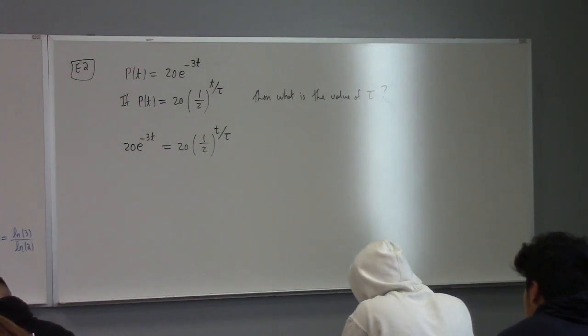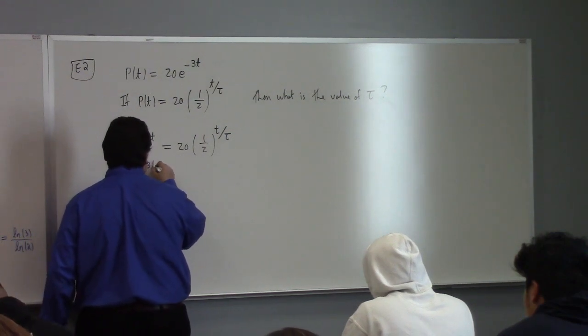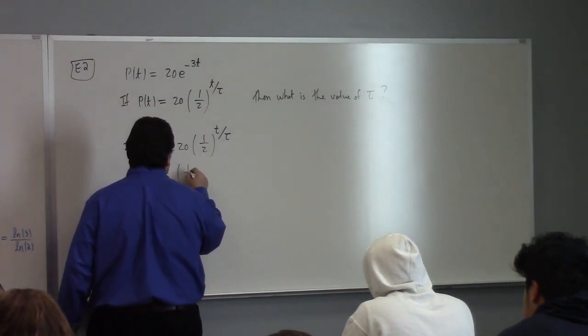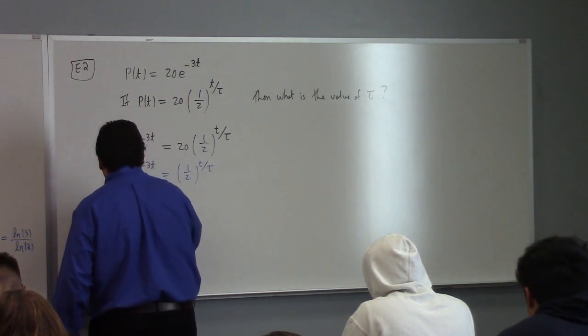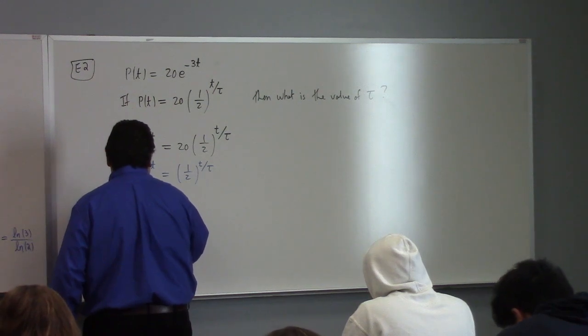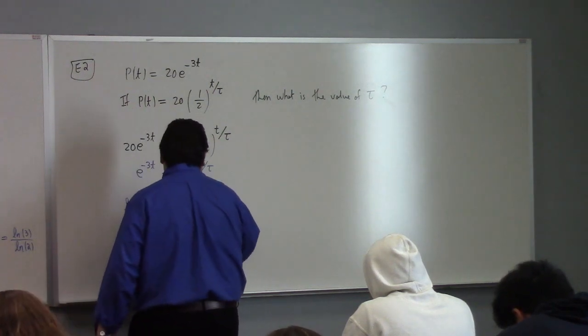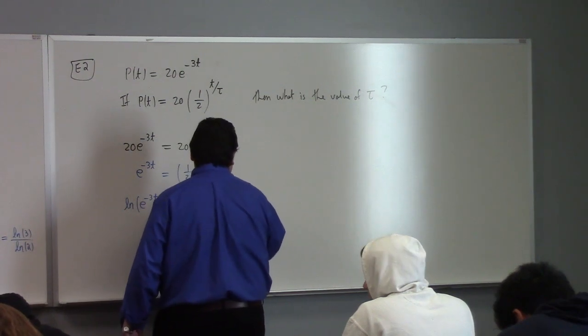Michael might know the answer. What do you think, Michael? ln½ over -3 is the value of tau. You're just telling me the answer. I want to know how to do it, though. I do. You already did it, okay.